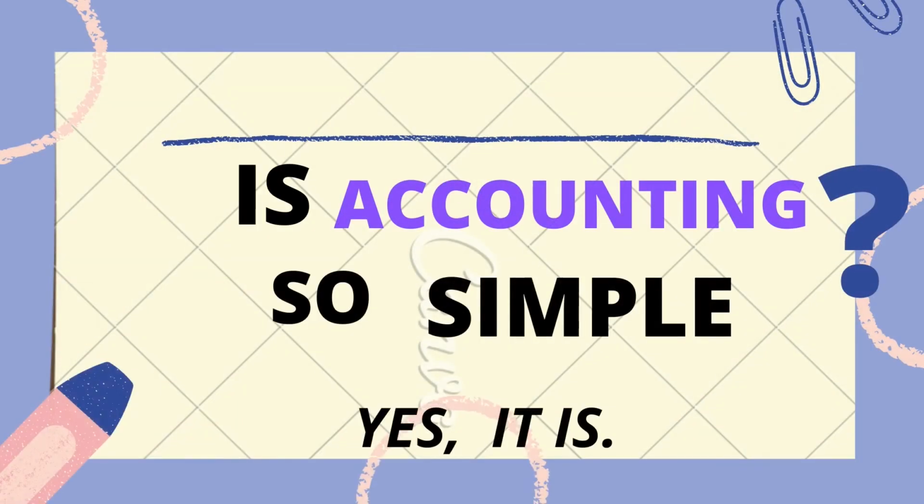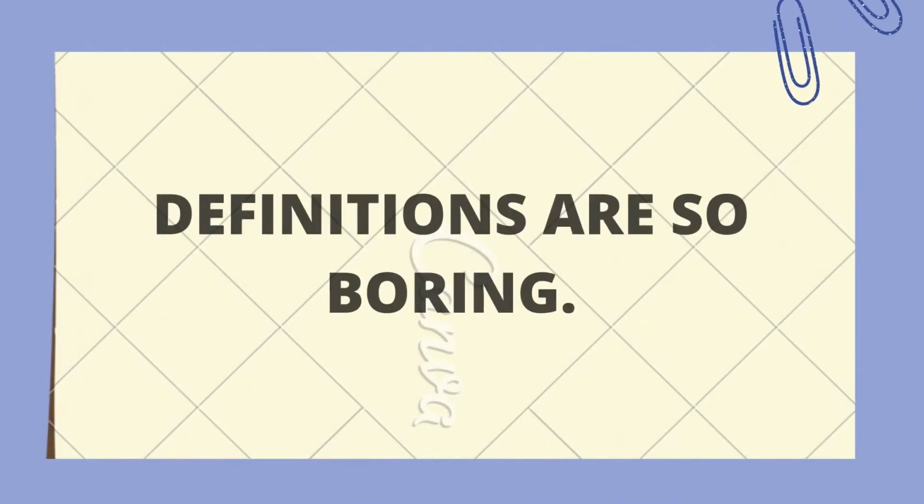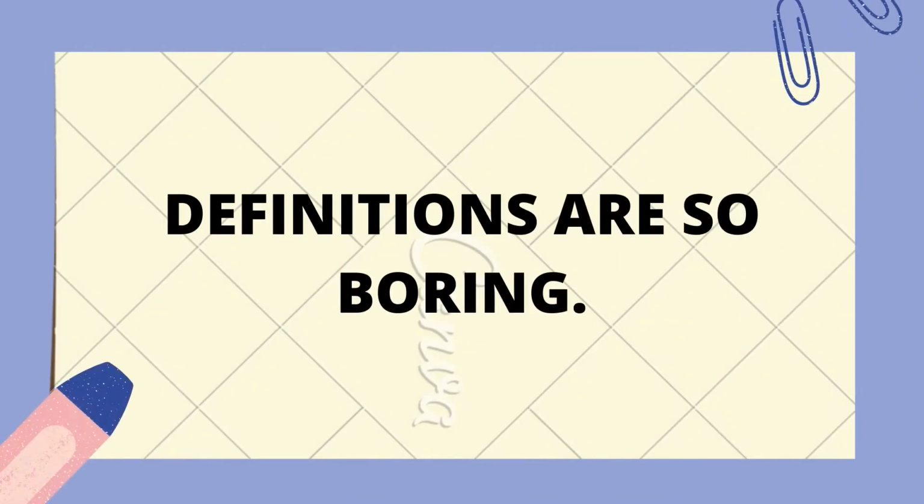Whoa, is accounting so simple? Yeah, it is. In this example, you just have to add the money you got and deduct the money you spent. So now you know what accounting means and we learned the definition. Let's understand the elements of accounting.